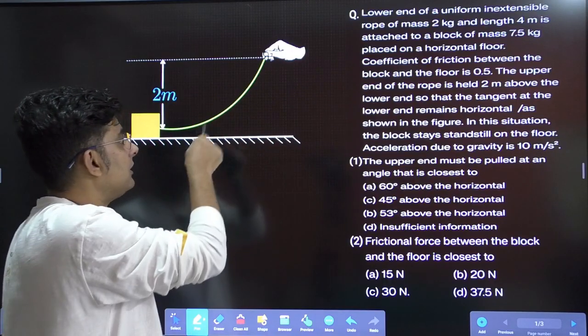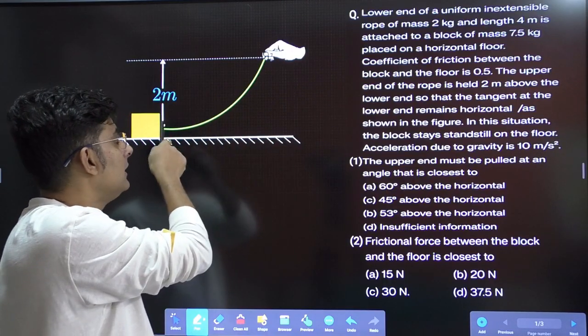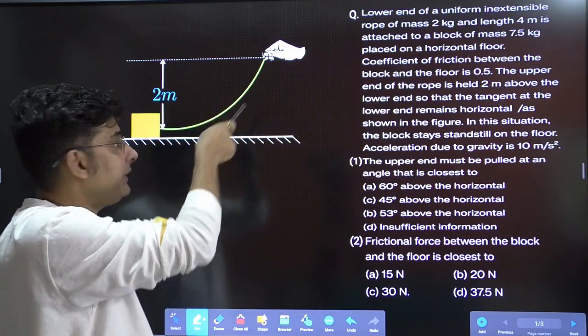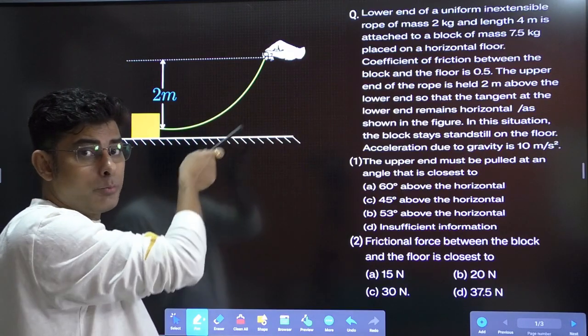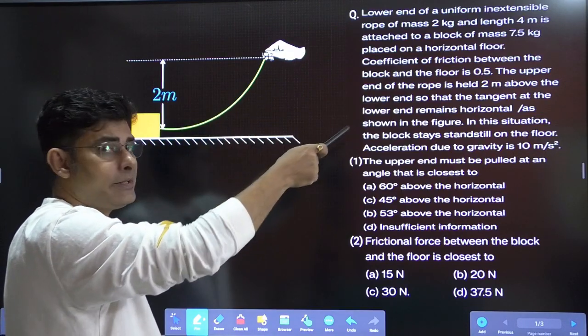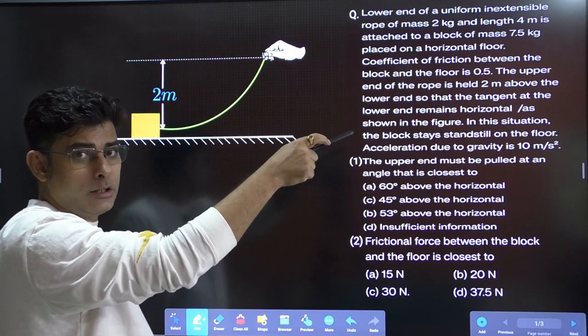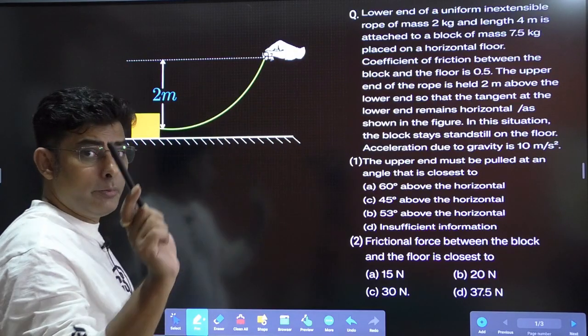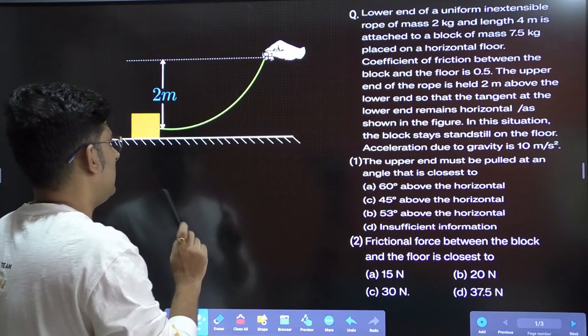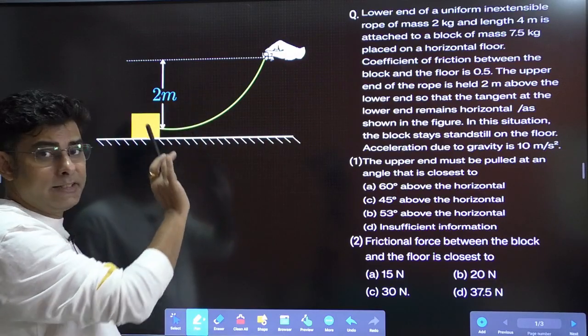But that doesn't mean that it is loose or slack, because when it is massive, tension will vary from point to point, and tension in a curved rope is always taken tangential. If it is straight, then nothing to worry, it will be along the rope only. But if it is curved, it will always be tangential and a pulling force, right? So tension will always be tangential.